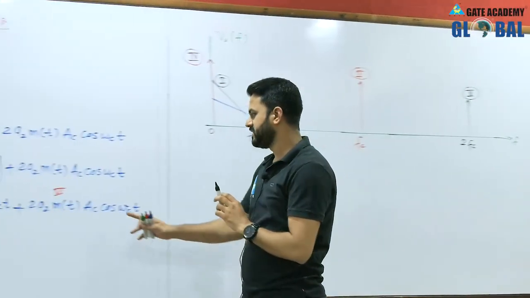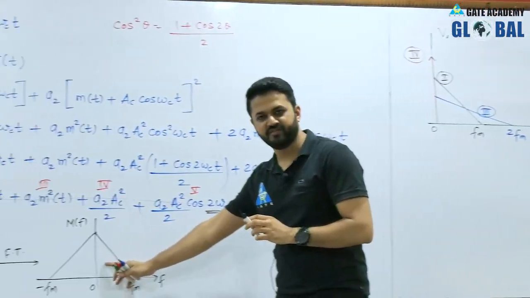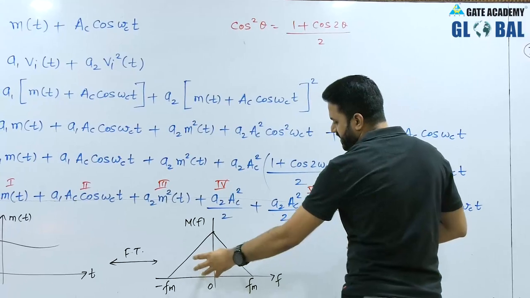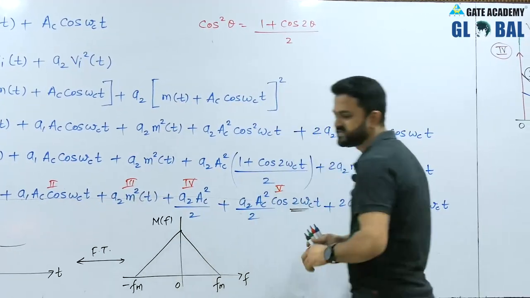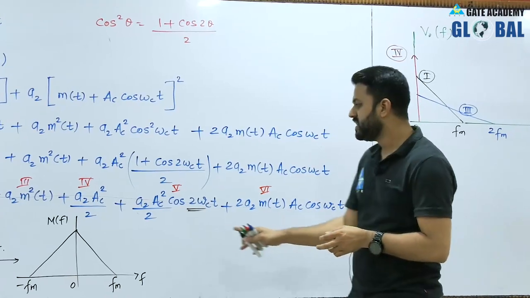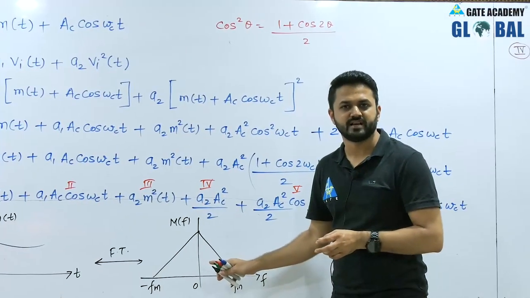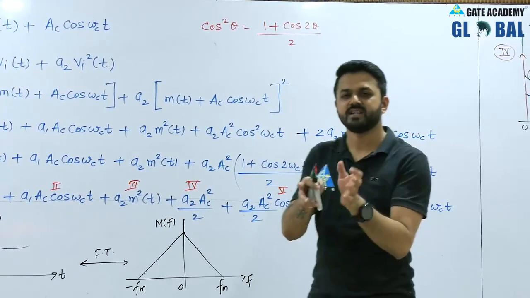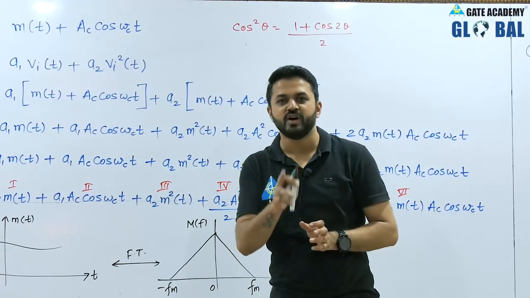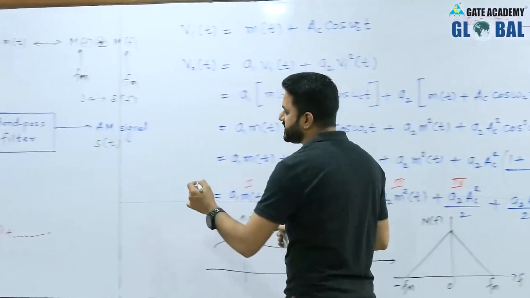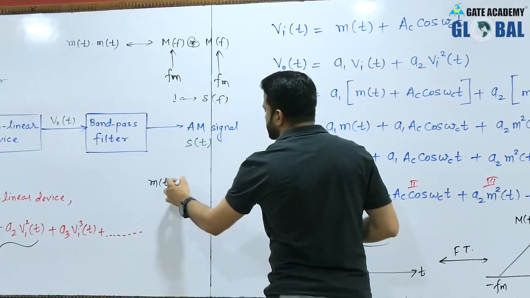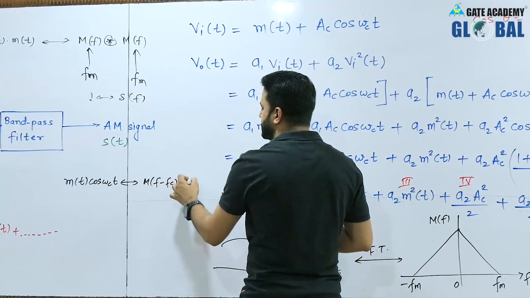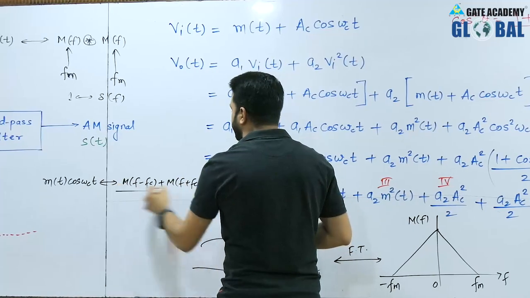And the last term is mt cos omega ct. The Fourier transform of mt is m of f. This mt is multiplying with cos omega ct, so this spectrum will shift to plus fc and minus fc because of the modulation property of the Fourier transform. If we multiply the message signal with a cosine, then the spectrum will shift to the frequency of the cosine signal. The Fourier transform of mt cos omega ct is m of f minus fc plus m of f plus fc, divided by 2.